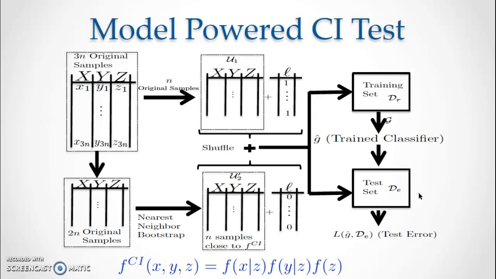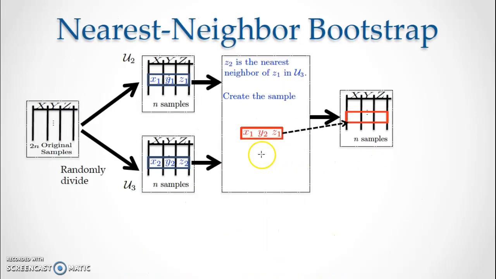Now let's take a closer look at our nearest neighbor bootstrap. In the nearest neighbor bootstrap, the 2n original samples are randomly divided into two groups, U2 and U3, with n samples each. Then the following process is repeated for each sample in U2. Say a sample in U2 is x1, y1, z1. We find the sample x2, y2, z2 in U3 such that z2 is the nearest neighbor of z1 in U3. Then the sample x1, y2, z1 is formed and added to our output dataset U2 prime.